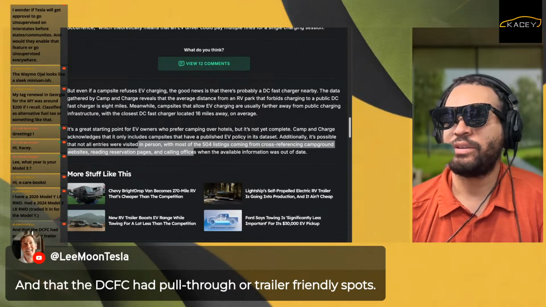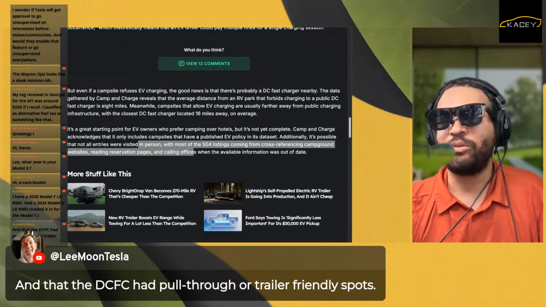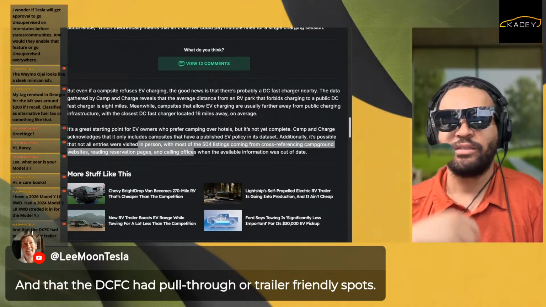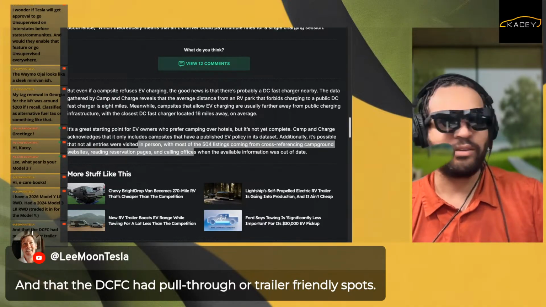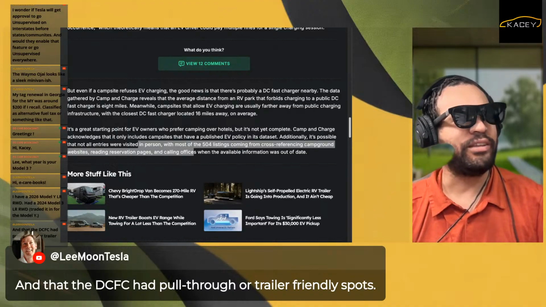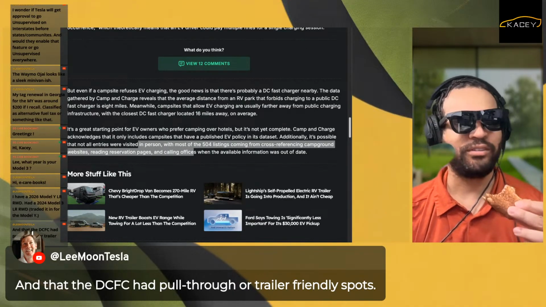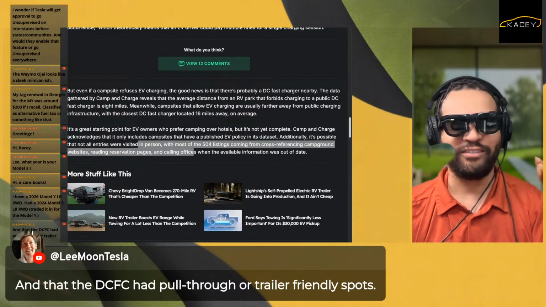And that DC fast charger has to have a pull-through or trailer-friendly spot. Yeah, that, or you're leaving your trailer somewhere, and then you might get charged extra rent because now you had to leave late or leave early to deal with getting fuel when it was already where you were.